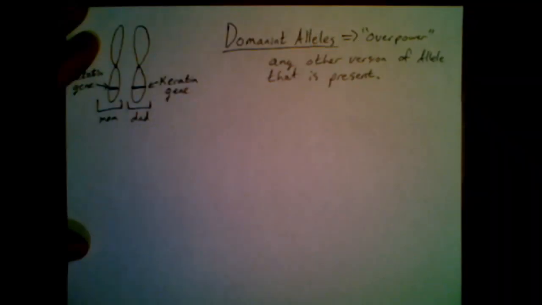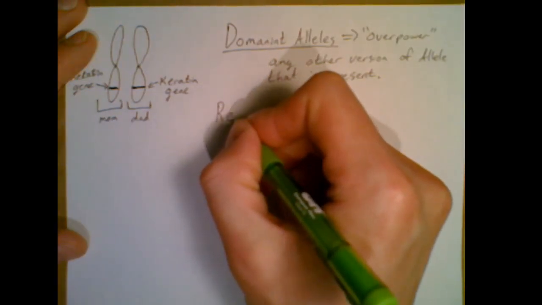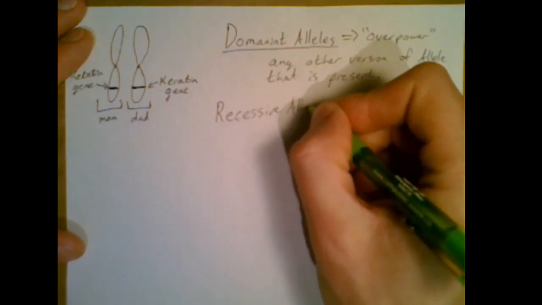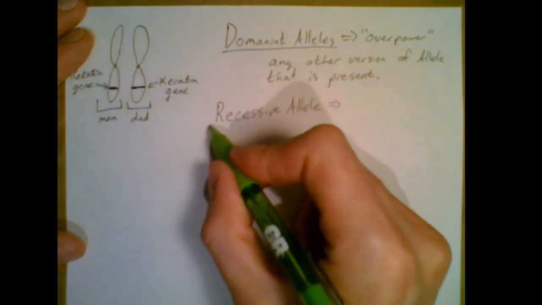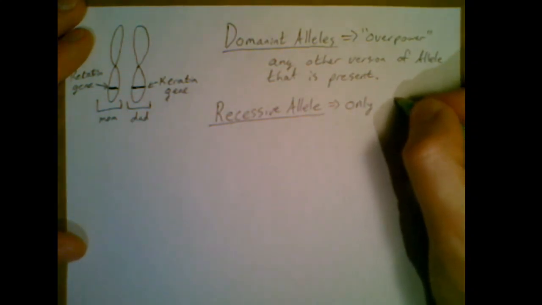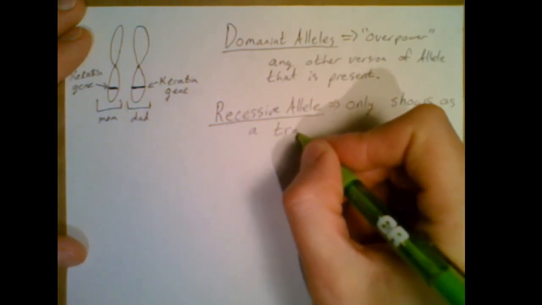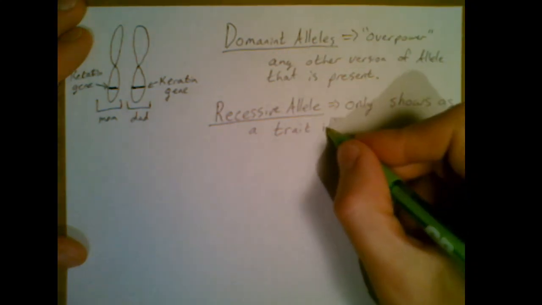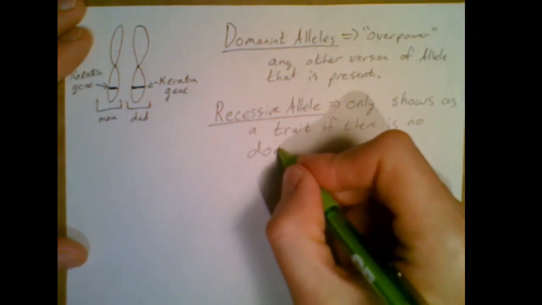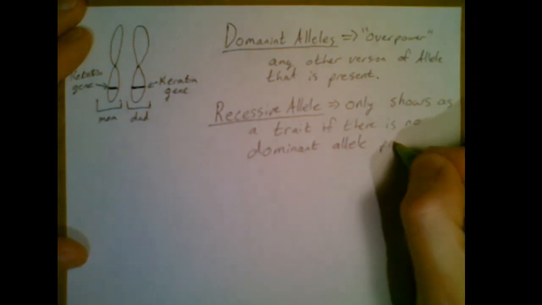So, sorry, we'll go back to the camera here. The other type of allele is what's called a recessive allele. A recessive allele only shows as a trait if there is no dominant allele present.